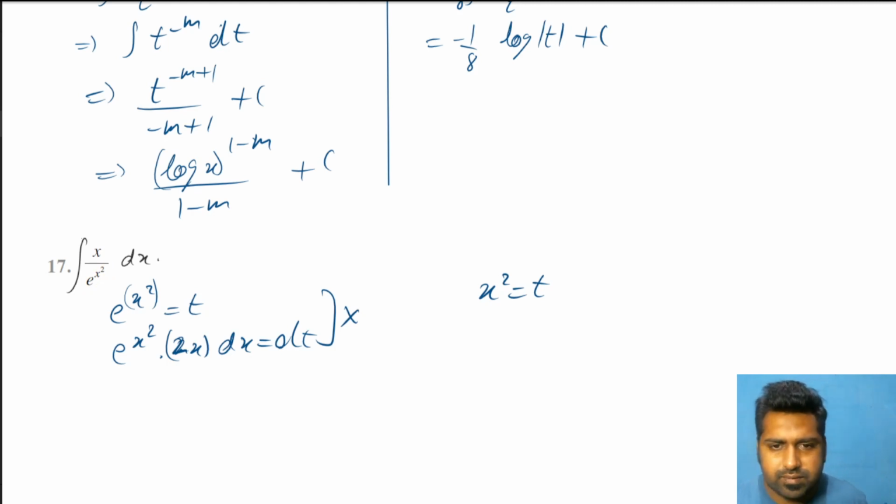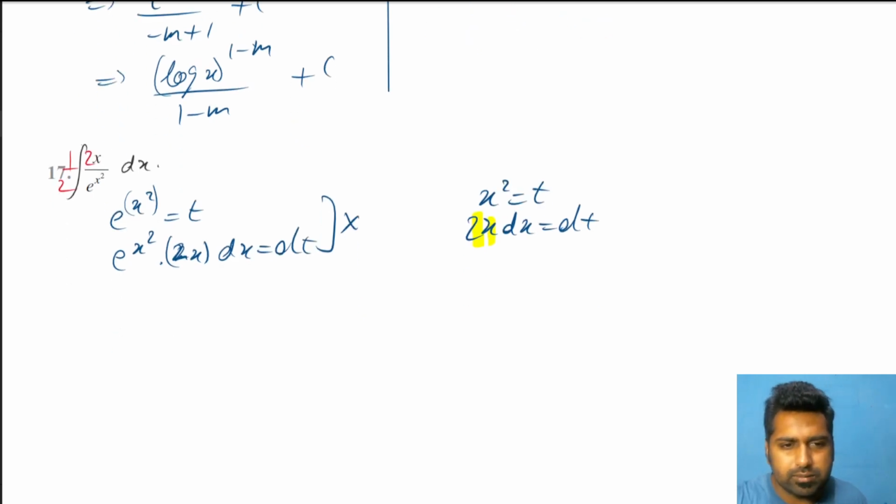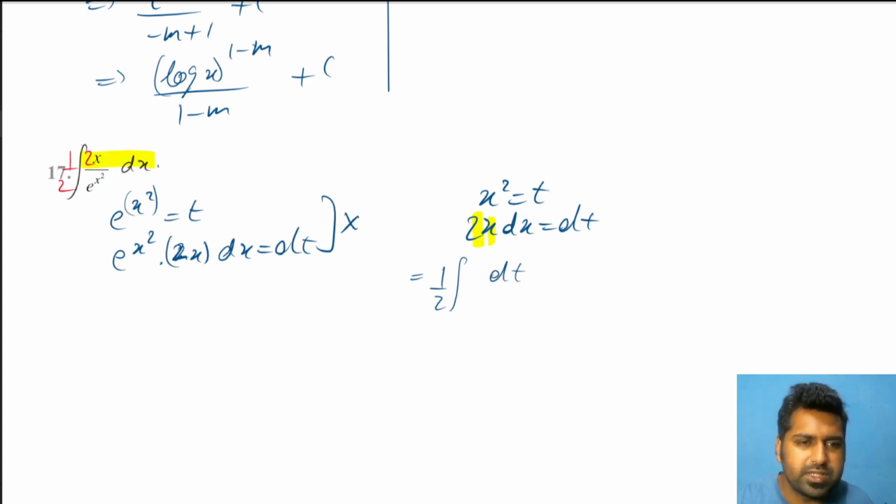If x square is t, 2x dx is dt. X dx is there. All we have to do is adjust 2. So that makes it right. So you'll have to work it out on your own. It's not that you'll always get the substitution correct in the first step. So the question will look like 1 by 2, 2x dx becomes dt. This whole thing becomes dt, and denominator is only e raised to power t.